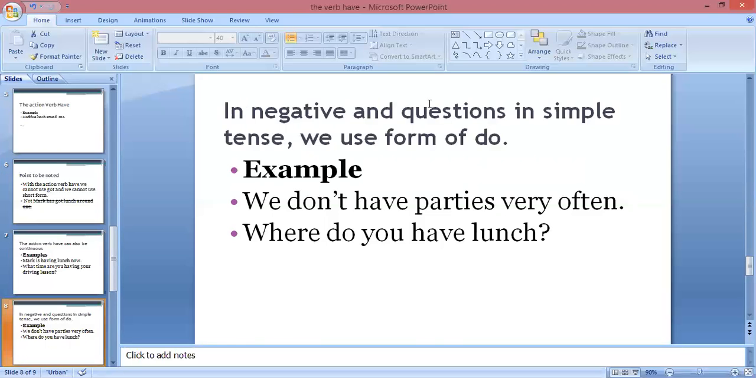So this is all about the uses of have. We have seen each and every concept of have in detail.